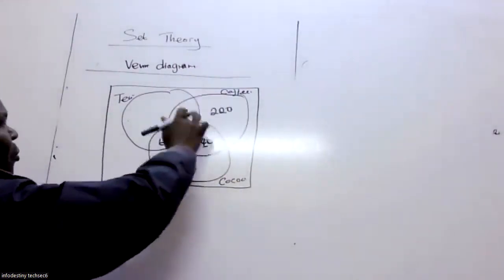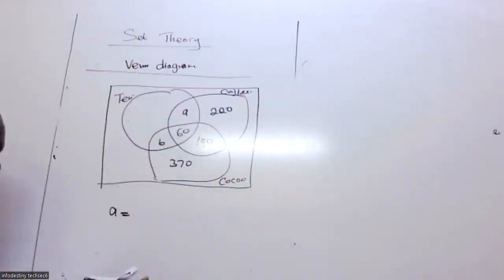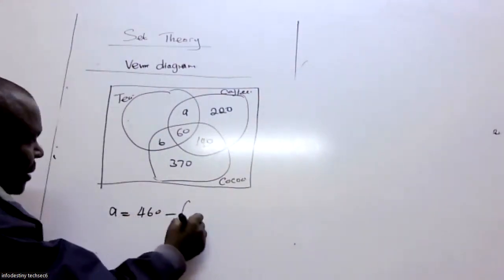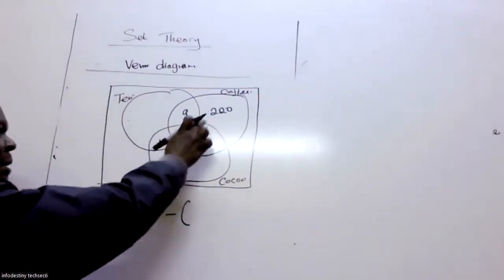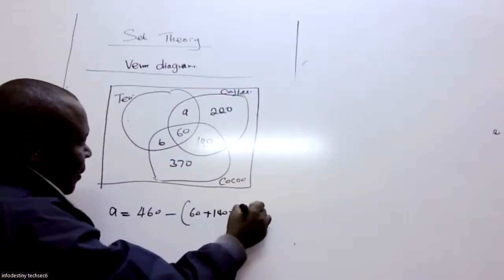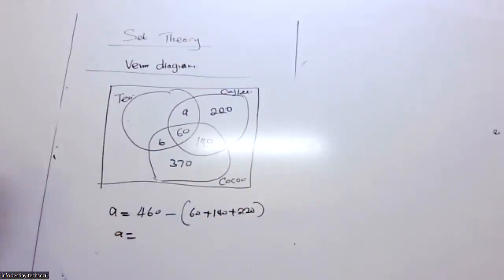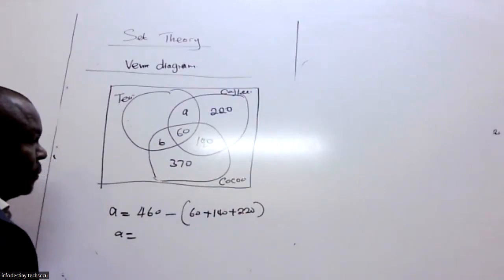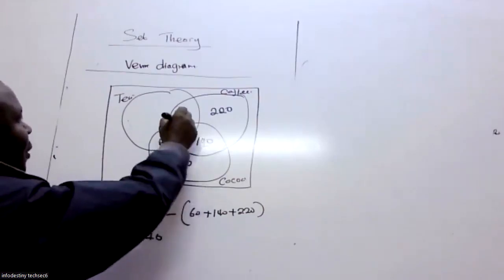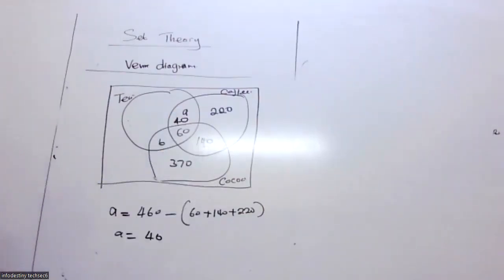So if you want to get A, A will be equal to the total consumers of coffee, which is 460, minus, in bracket, this one plus this plus this, so it's going to be 60 plus 140 plus 220. Therefore, A will be equal to 40. So the one which took coffee and tea is going to be 40.